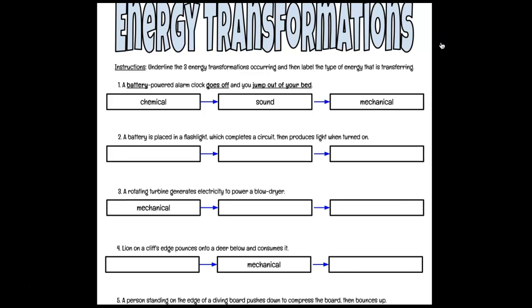So this is essentially what you're doing. You're picking out the 3 parts of an energy transfer and then figuring out which type of energy is going to turn into the next type of energy. Okay? So statement number 2 is not underlined for us. We have to figure it out. It says a battery is placed in a flashlight, which completes a circuit and then produces light.